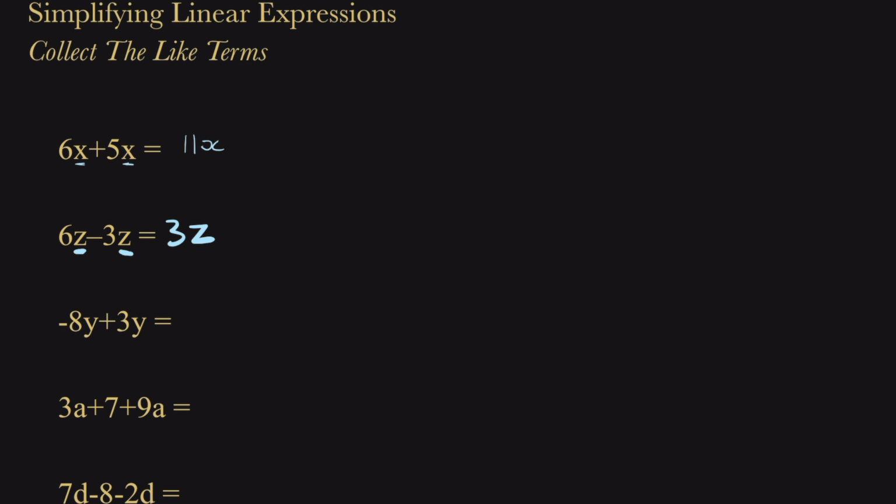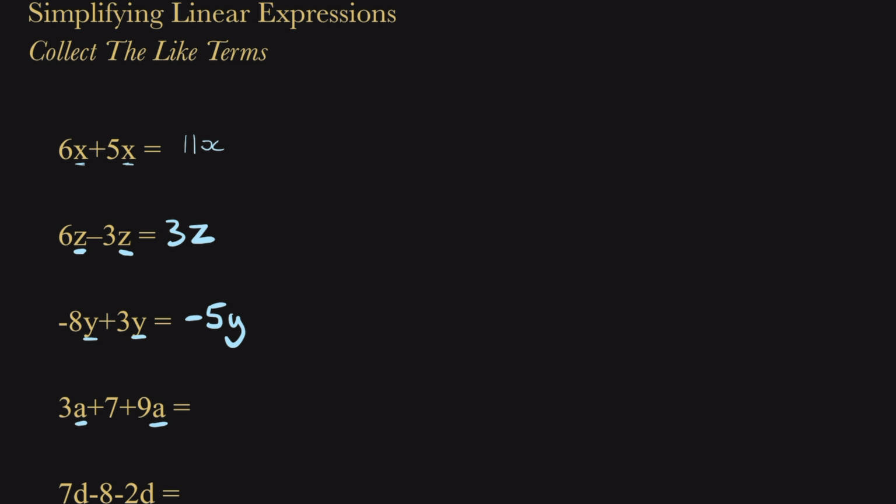This one has minus 8 times y plus 3 times y. Because they both have the same letter, the y, then we can combine these terms. If I have minus 8 of them and then I add 3 of them, I will have minus 5 of them, and I write it as minus 5y. That's my final answer.